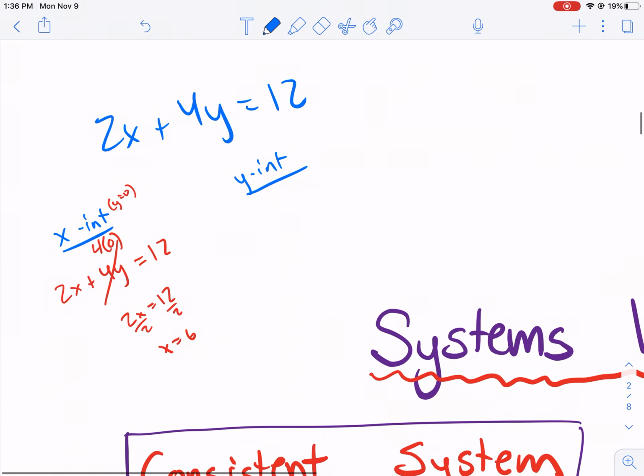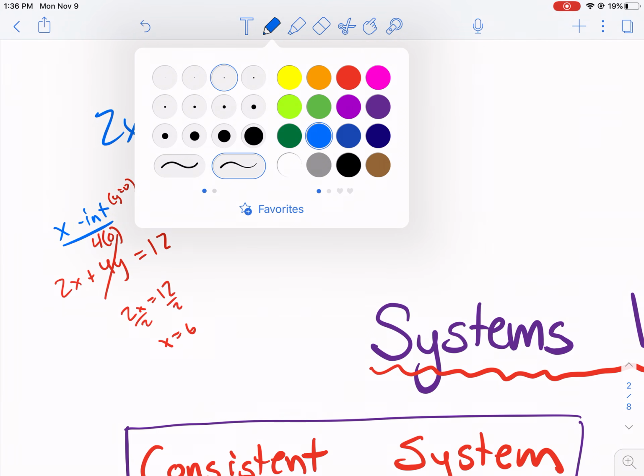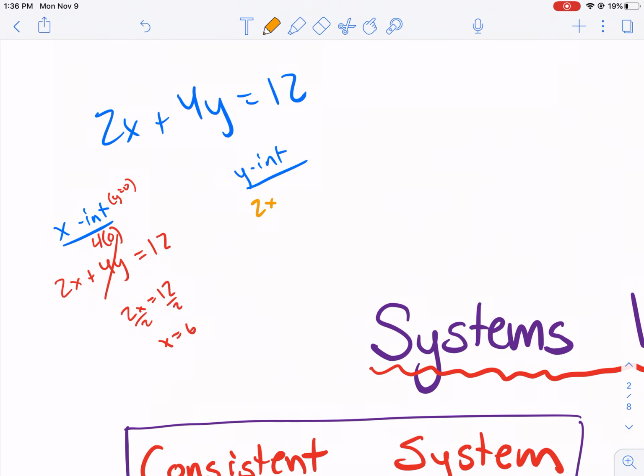Okay, y-intercept, I do this exact opposite. Let me get orange. So I get 2x plus 4y equals 12. This time I'm going to cover up the x. That goes to 0 because I'm going to do 2 times 0. This is where x equals 0 to find my y-intercept. And I get 4y equals 12. And I get y equals 3 after dividing both sides by 4.